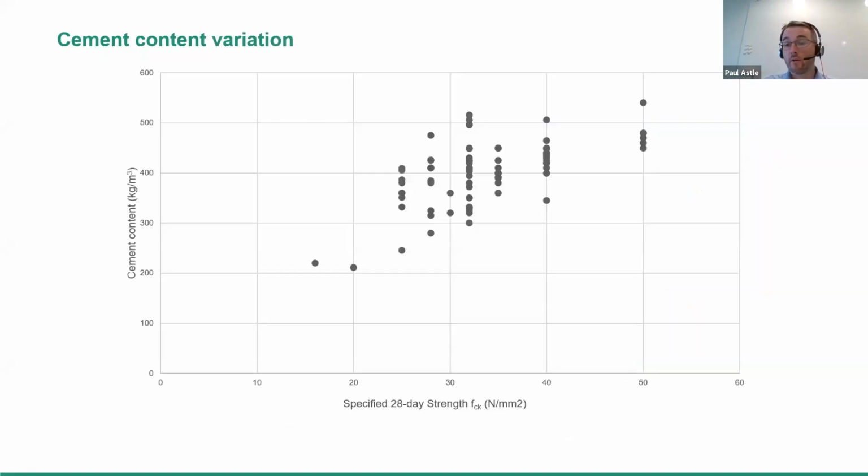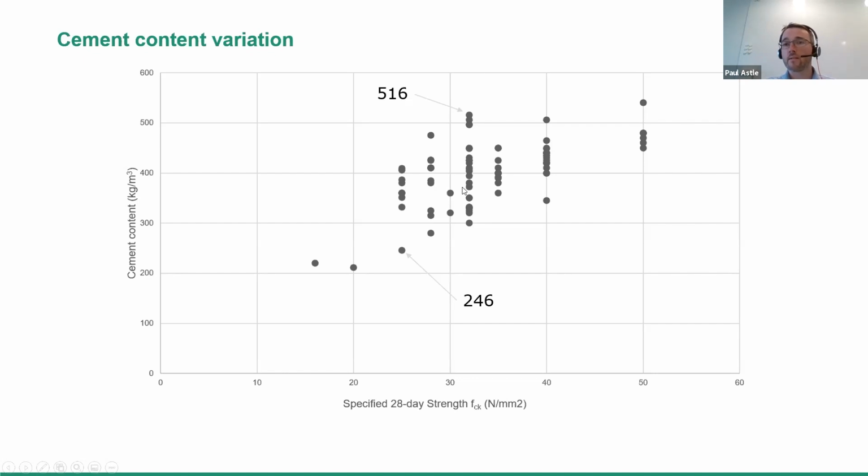To give you a couple of examples, this is some data from Ramboll projects that I collated. These are about 90 mixes over the last 5 years. And this is the range in cement content you can see, against the strength on the bottom. And you can see that even though the strength has only gone up by, I think, something like 7 or 8 newtons per millimeter squared, we've got a doubling of cement content.